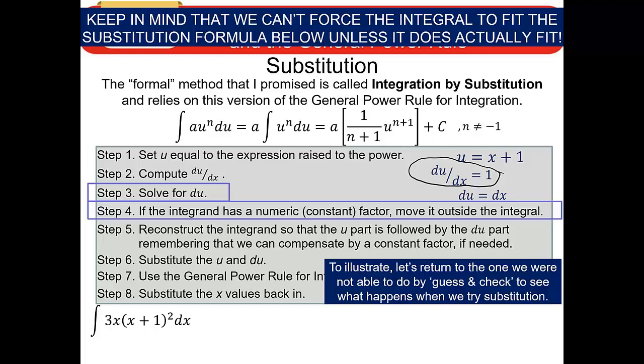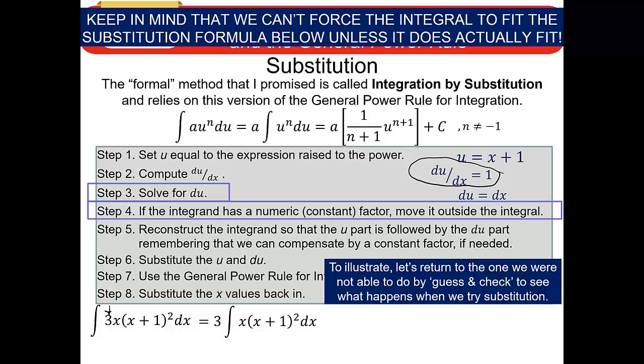Then you look to see if the integrand has a numeric, which is a constant factor, and if it is, move it outside. And I do see that there's a numeric factor of 3, so I'm going to move it out front. It just pushes it out of the way, and you don't have to worry about it, because the derivative of a constant times a function is the constant times the derivative of the function, and the integral of a constant times a function is the constant times the integral of the function. So it works nicely.